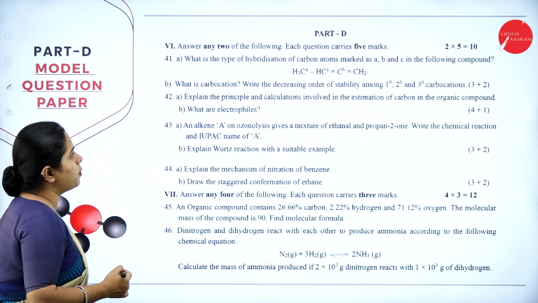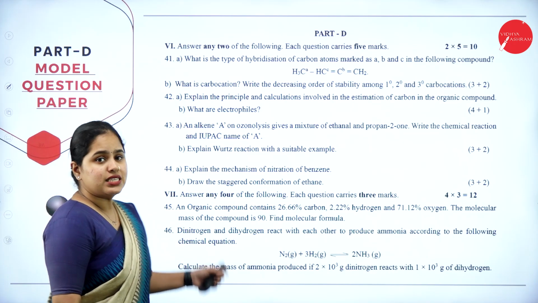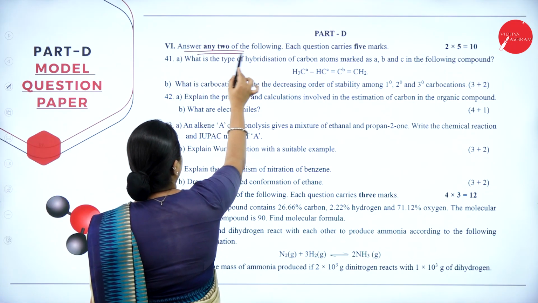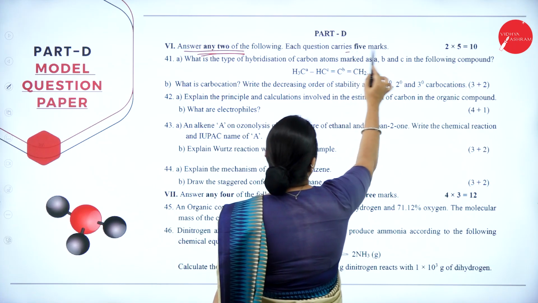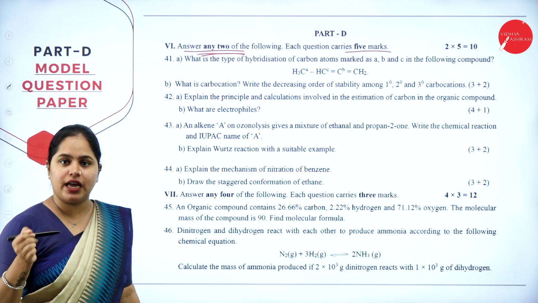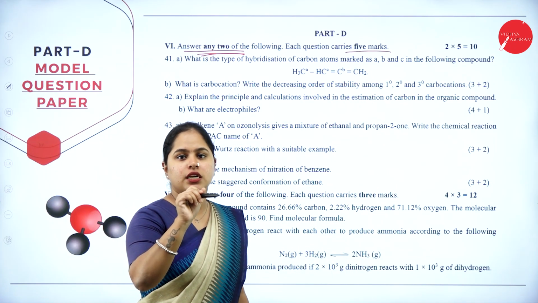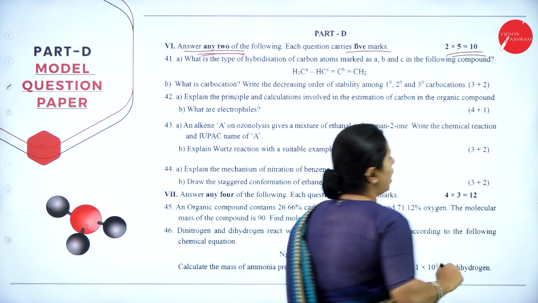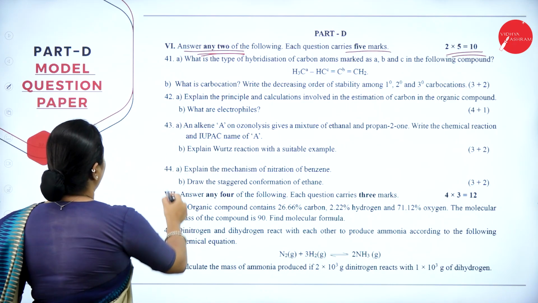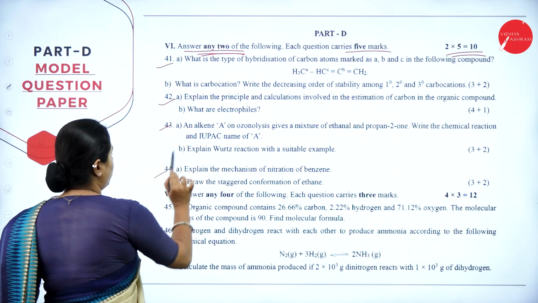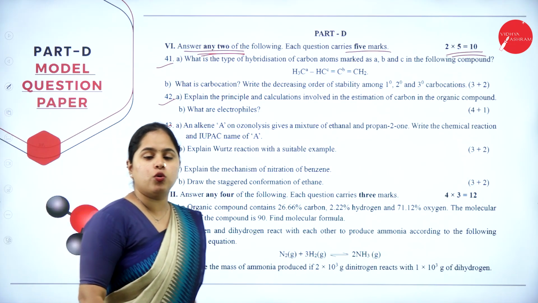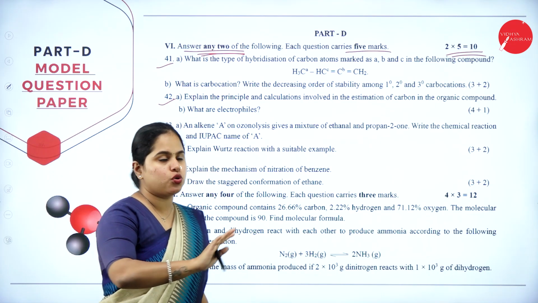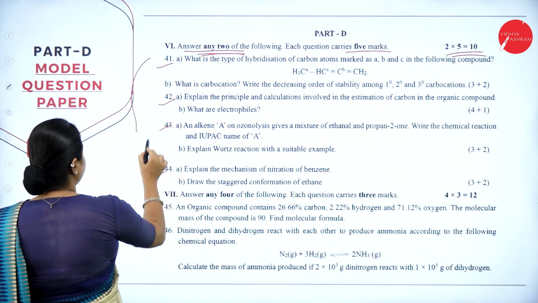Now moving on to the next part, that is part D, in which you have to answer any 2, and each question will carry 5 marks. So 5 marks for each question, 2 you have to attend. So you will get 10 marks from part D. You have 1, 2, 3, 4 options here. From these 4 questions, you have to attend 2 questions. Each question carries 5 marks. So a total of 10 marks from part D.